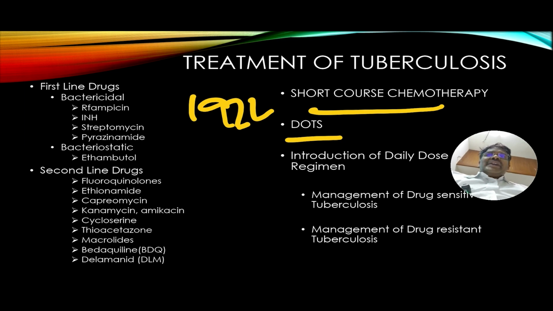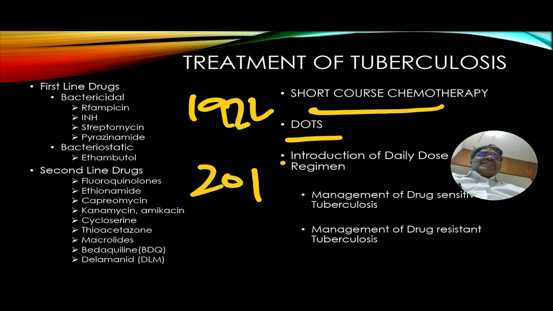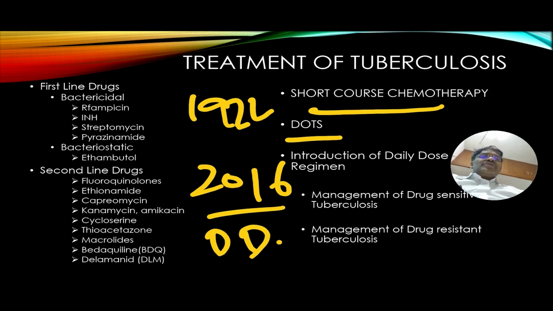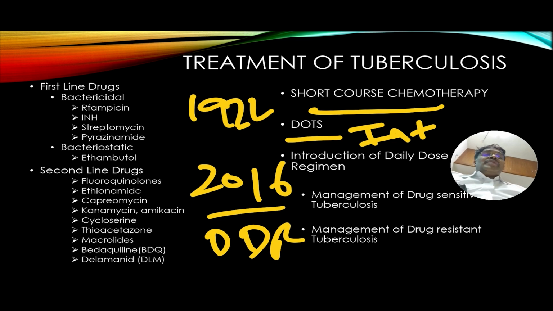So DOTS is a very interesting and very effective chemotherapy strategy in the program. But in recent years, in 2016, the program changed to a daily dose regimen. This daily dose regimen replaces the DOTS. In DOTS, we use an intermittent regimen, like giving it three times weekly. But that is replaced by every day it should be given. The daily dose regimen is introduced in the program.